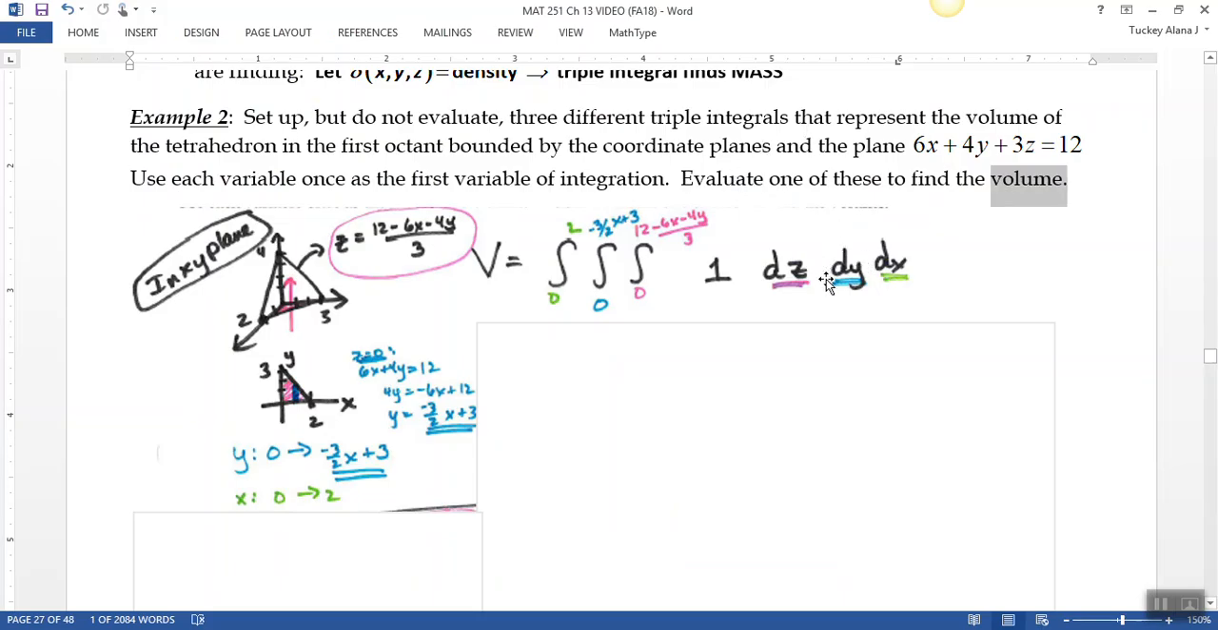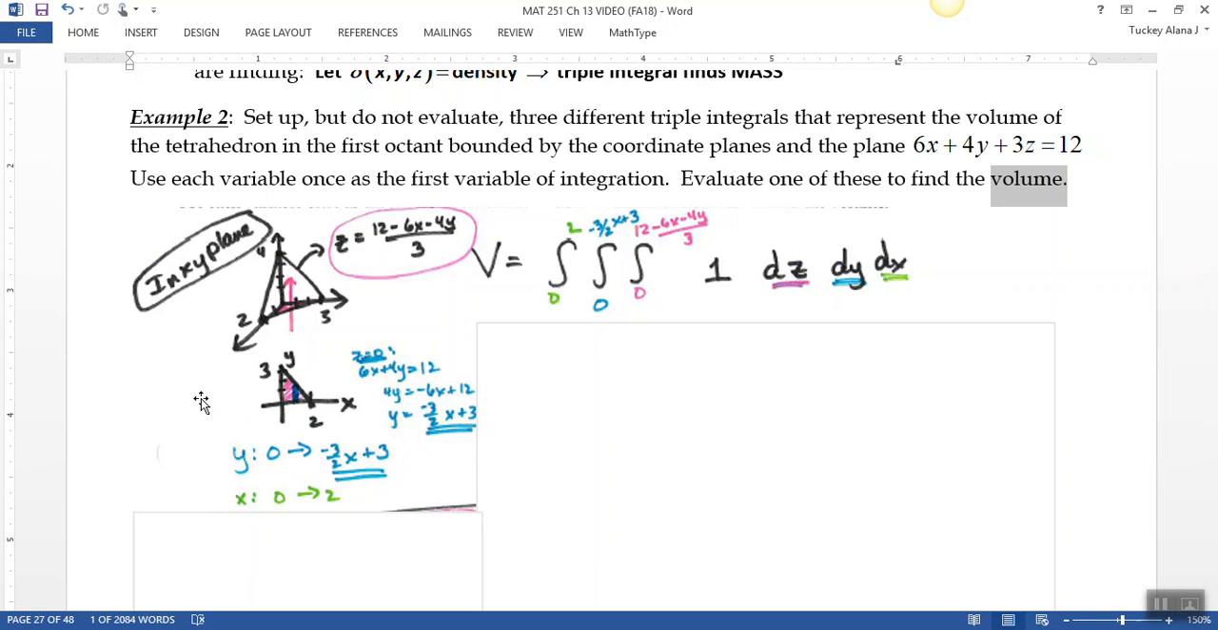Now, the y limits are going to go from 0 to negative 3 halves x plus 3, because for my region, which is a triangle, the y changes from 0 at the bottom of the rectangular bar across that triangle all the way up to that line. And then the last will be the constants.